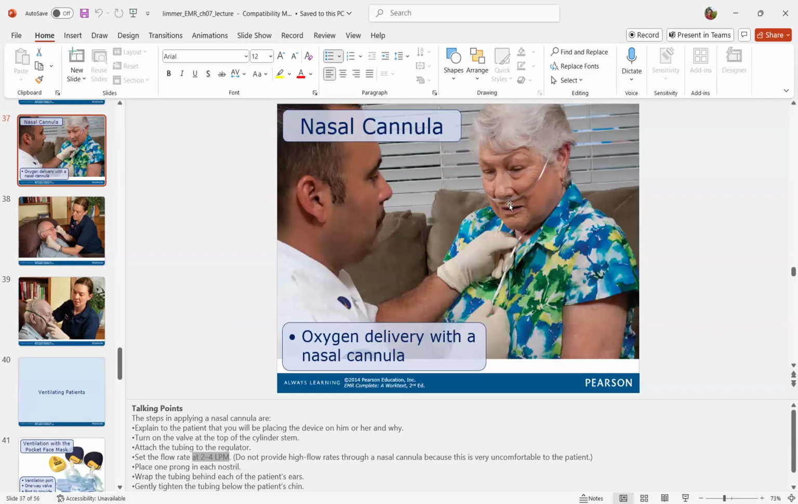Those are set at 6 to 8. And then these, just think of oxygen blowing up your nose, right? You don't want to set that at 15 because it's going to dry everything out. So this is typically set at 2 to 4. We can go up to 6 with it. Just placing one prong in each nostril. We're going to wrap the tubing around their ears and then tighten it up right here. Just watch their skin when you tighten it up. You don't want to pinch their skin in there.